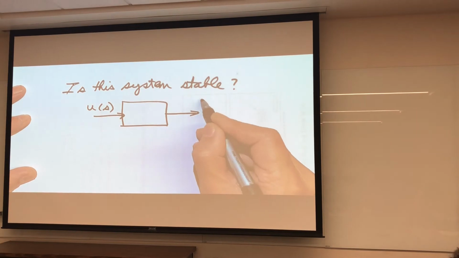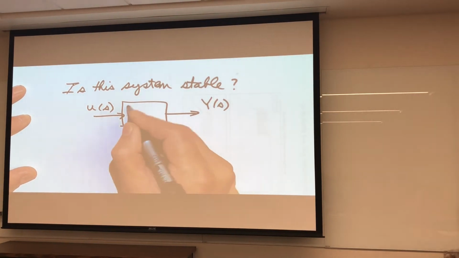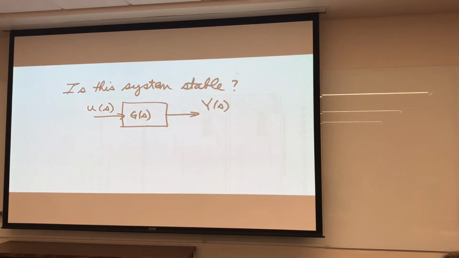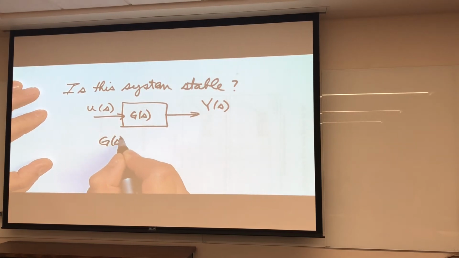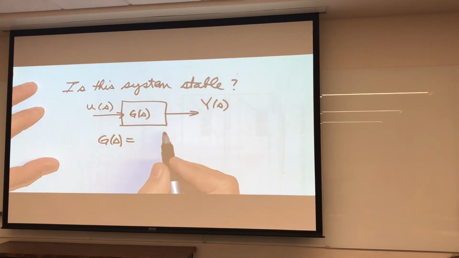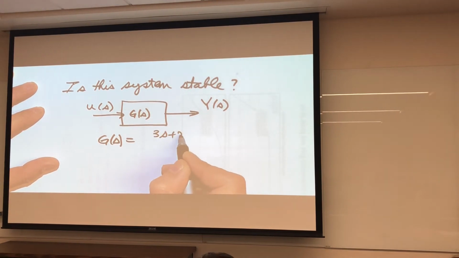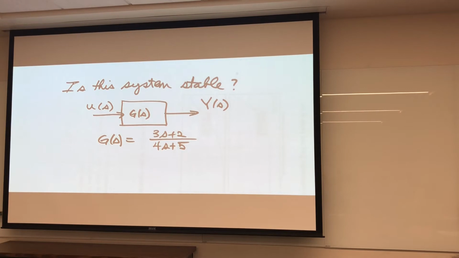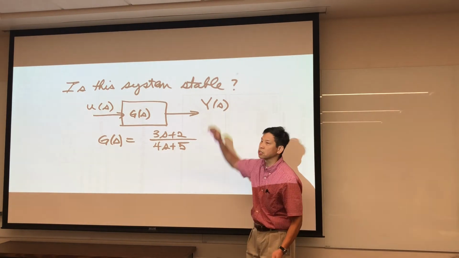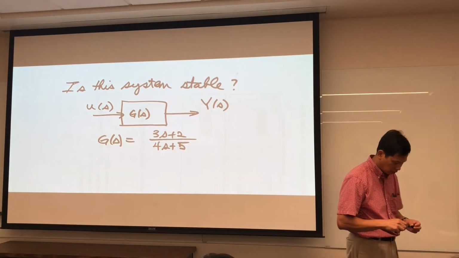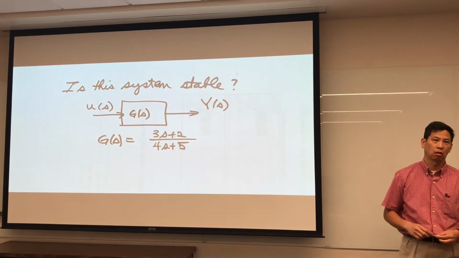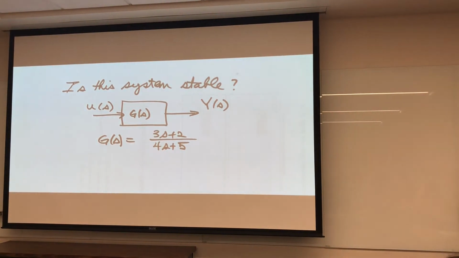This is a system whose input is u, the output I'm going to call y, and it has a model g of s. Let's suppose g of s is some model. We derived it as a transfer function. It turns out to be, say, (3s plus 2) over (4s plus 5). What we're saying is, is the system stable? What does stable mean? Stable is the engineer's way of saying, does this thing behave nicely? Does it have nice behavior?